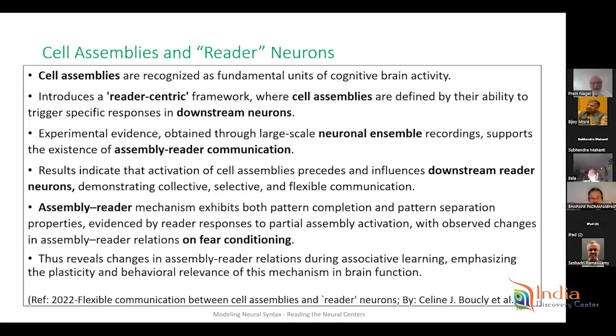Assembly-reader mechanism exhibits both pattern completion and pattern separation properties, evidenced by reader response to partial assembly activation, with observed changes in assembly-reader relations on fear conditioning. It thus reveals changes in assembly-reader relations during associative learning, emphasizing the plasticity and behavioral relevance of this mechanism in brain function.